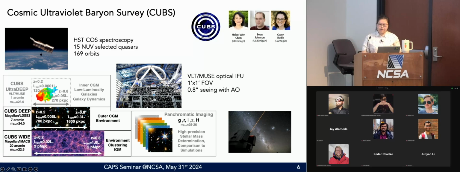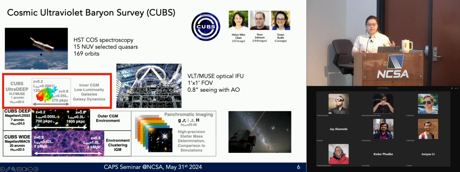So there is a lot of different science going on in this survey, but I'm mostly interested in the VLT MUSE observation here. There's another survey that is very similar to CUBS. It's called MUSE Cubes. The design is pretty much identical, and I'll talk about results from both CUBS and MUSE Cubes in the next few slides.